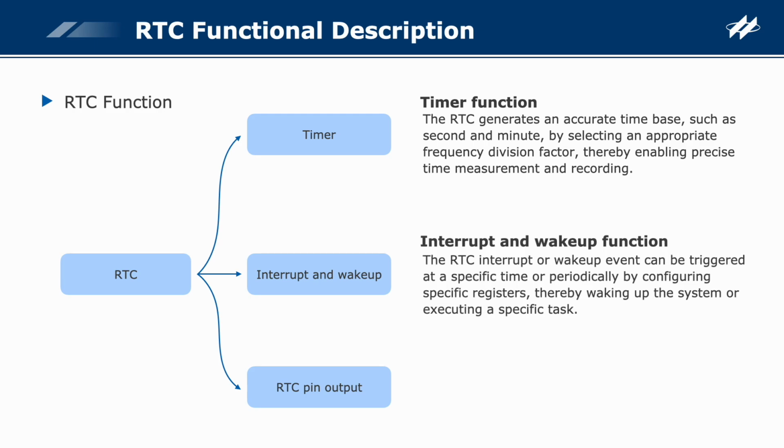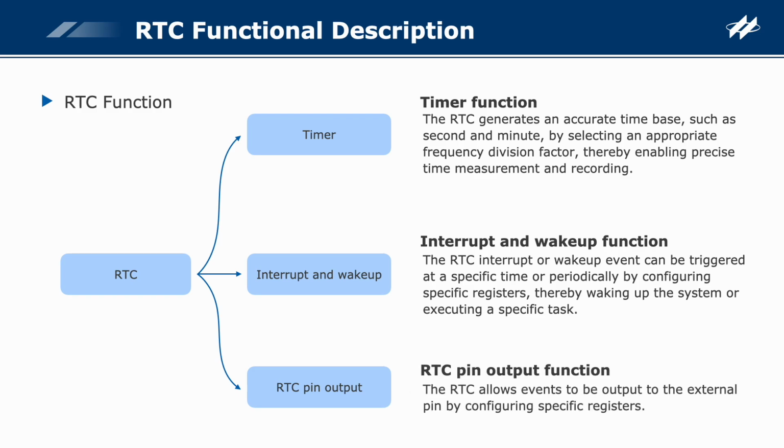For the interrupt and wake-up function, the RTC interrupt or wake-up event can be triggered at a specific time, or periodically by configuring specific registers, thereby waking up the system or executing a specific task. The RTC can operate in the MCU power-saving mode. This makes it commonly used as a wake-up source in the power-saving mode. When a wake-up event is generated, the RTC sequentially wakes up the HSI or HSE oscillator, the PLL circuit, the LDO and the CPU core to restore normal system operation.